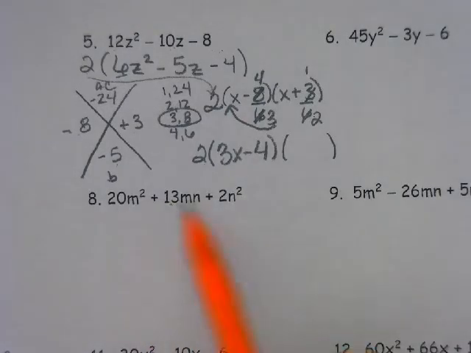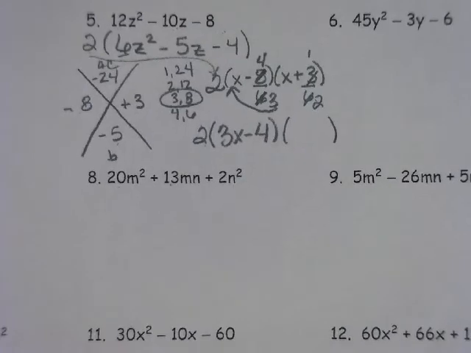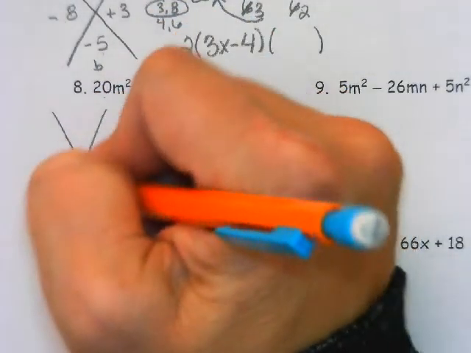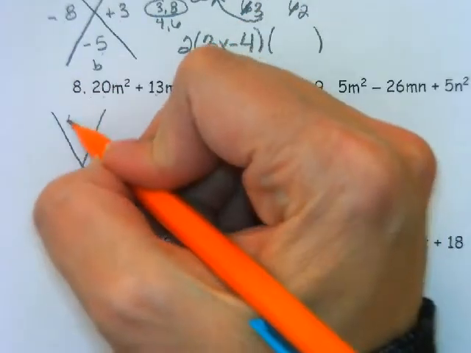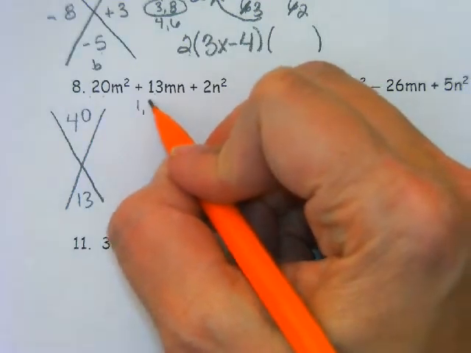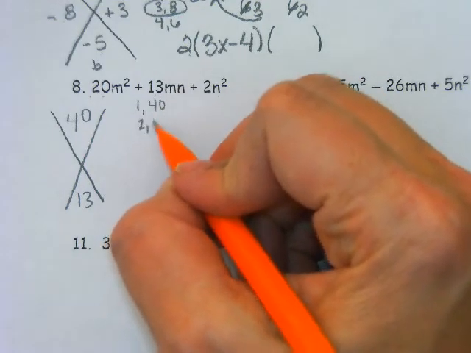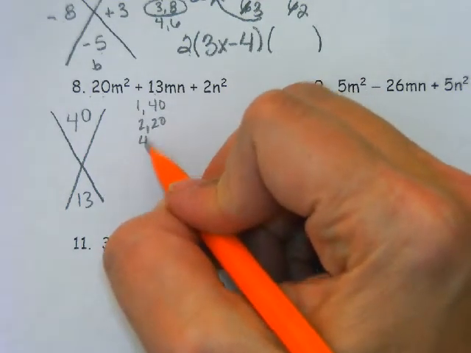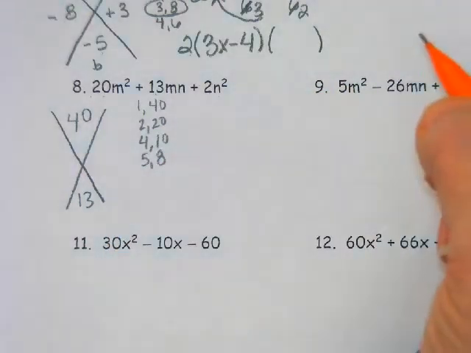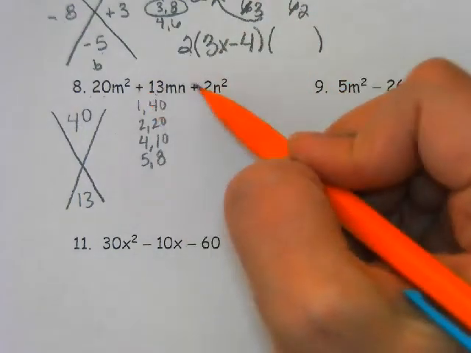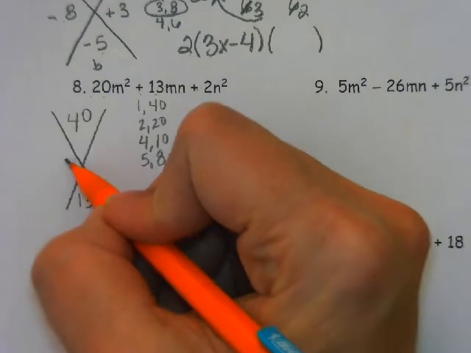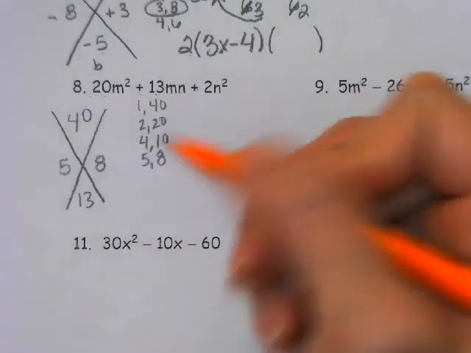Is there a GCF on number 8? Do not overthink number 8. I'm going to do my cross puzzle. 20 times 2 is 40. B is 13. So my factors of 40 are 4 and 10, and 5 and 8. Are my signs going to be the same or different when I look at C and B? The same. What are my numbers going to be? Positive 8 and positive 5.